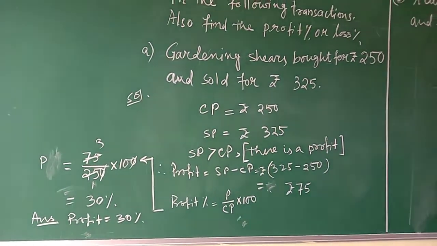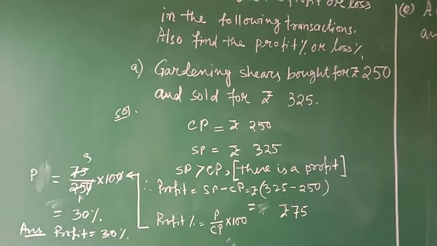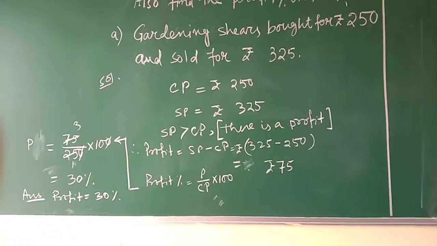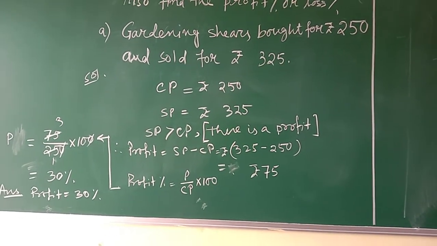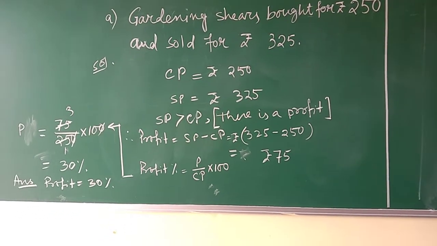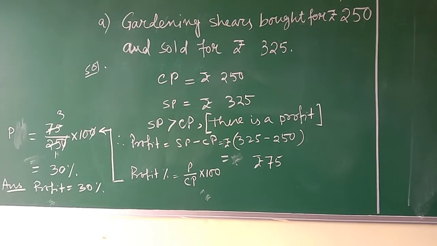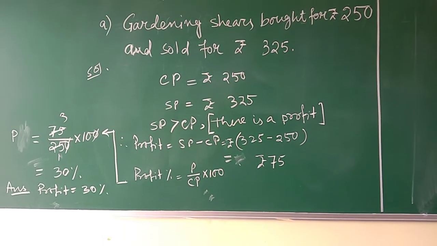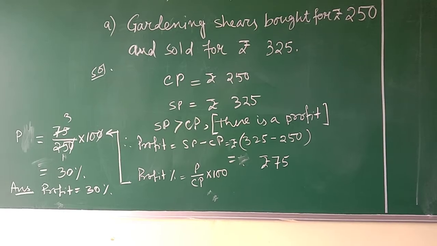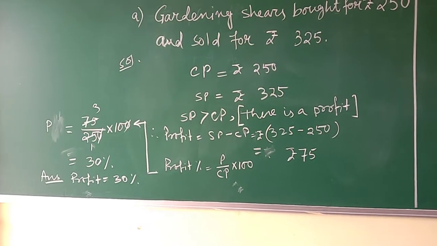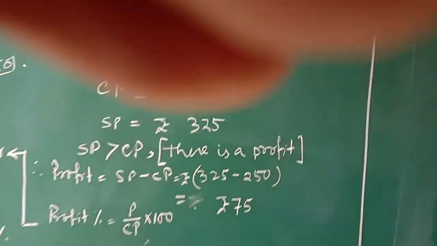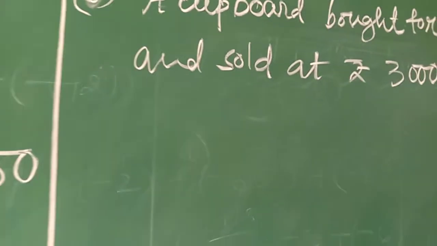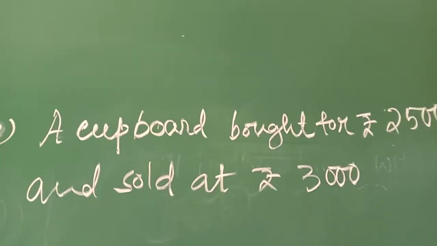Is that clear? When CP and SP both are given, you can easily compare which one is greater. If SP greater, that means there is a profit. If CP greater, then there is a loss. So when you have find out profit or loss, after finding this, you have to find the profit percent or loss percent. Understood? Next question. Question number B is just same, so I have not done. You can do it by your own.